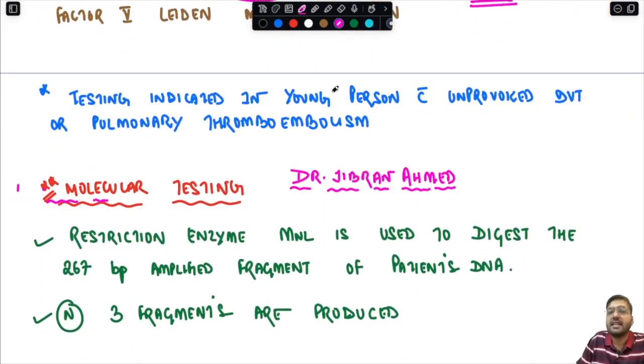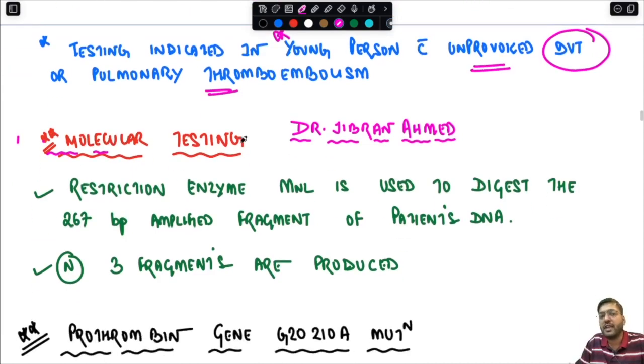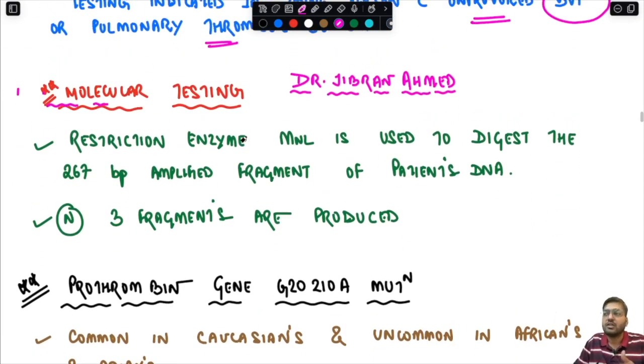The testing is indicated mainly in young persons with unprovoked deep vein thrombosis or pulmonary thromboembolism. Once this particular test comes out to be positive, you have to carry out the molecular testing so as to confirm the diagnosis, and not only confirmation but also to understand whether the individual is homozygous or heterozygous for the particular mutation that the person has inherited.